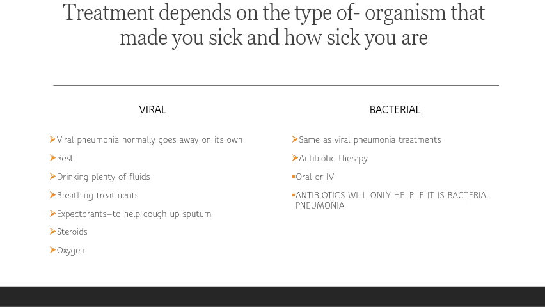These antibiotics can be oral for mild illnesses or, for moderate to severe, IV antibiotics. You may even need to be hospitalized to receive them. And let me say this, antibiotics will only help if it's a bacterial infection because antibiotics only work for bacterial infections. So only bacterial pneumonia gets treated with it.